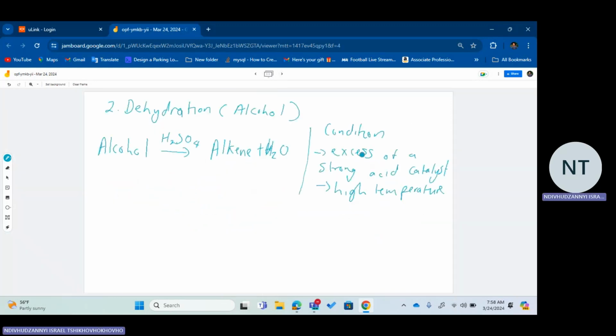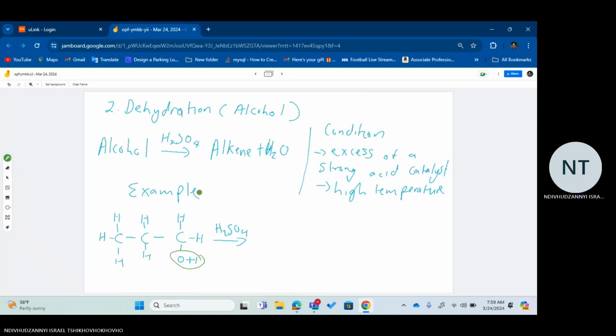And the next elimination reaction that we're going to do is dehydration of alcohol. So for this one, we take an alcohol, then we use a strong acid catalyst to form alkene and water. Let's take an example. So already we'll take an OH, then we'll apply Zaitsev rule and check the carbon with the least number of H, not including the one that we took OH from.